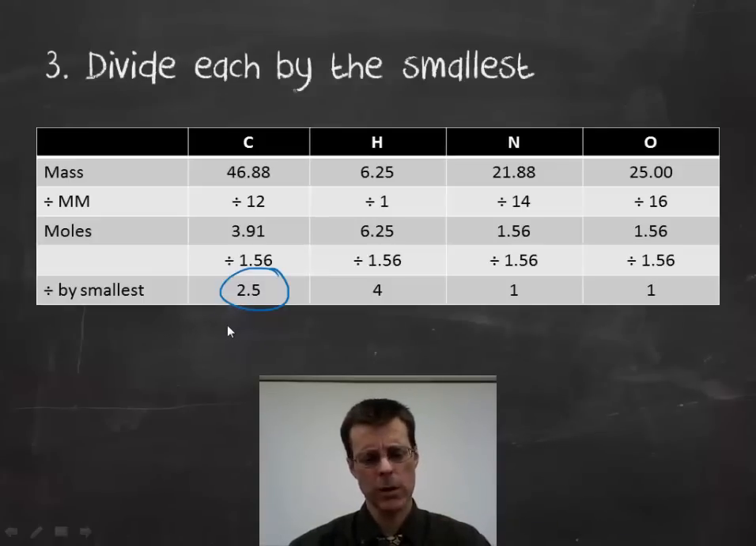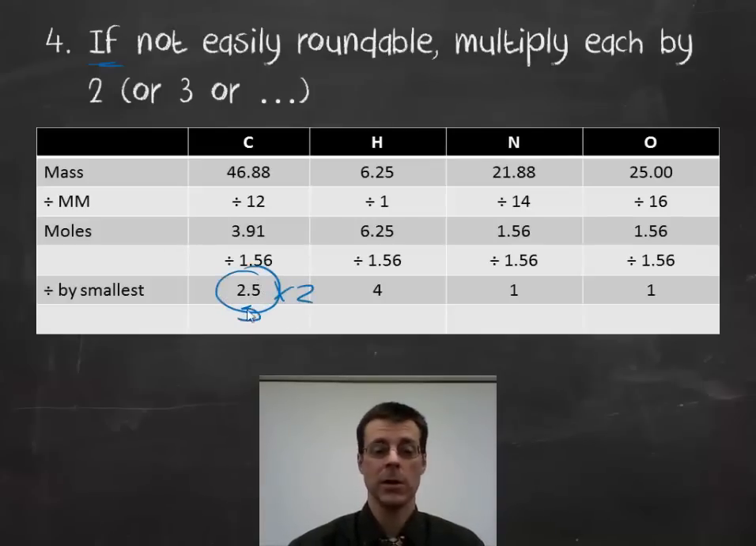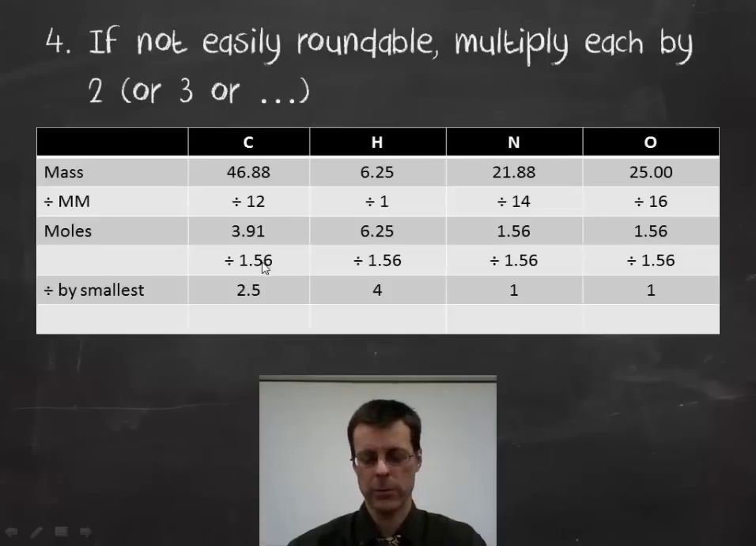So now what? Well, now I'm looking at step number 4, which said if it's not easily roundable, then I'm going to multiply by 2 or 3 or, well, how do I know what to multiply by? Quite easily, I'm trying to get whole numbers. If I multiply that by 2, I'll get a whole number. So that's what I do. Well, if it were, say, 2.33, now I'm going to multiply by 3 to get a whole number. There's not too many other possibilities. Usually it's a multiply by 2, maybe a 3.